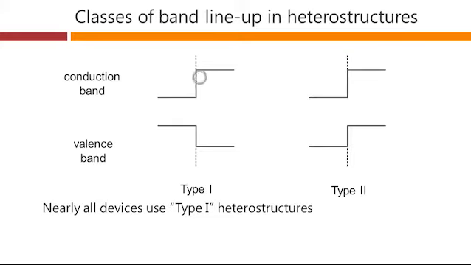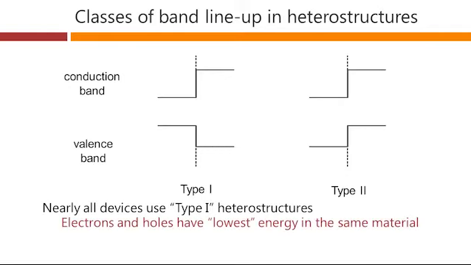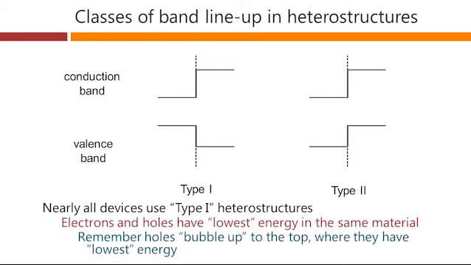They use materials that give us these kinds of behaviors as we go from one material to another. And as I said, electrons and holes have the lowest energy in the same material in this case, which usually turns out to be better for devices, especially optoelectronic devices. And as I said, remember that holes bubble upwards in pictures like this.